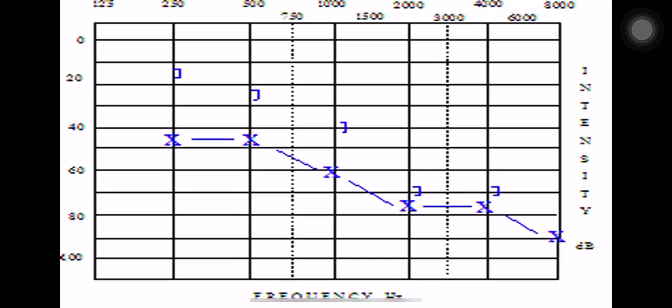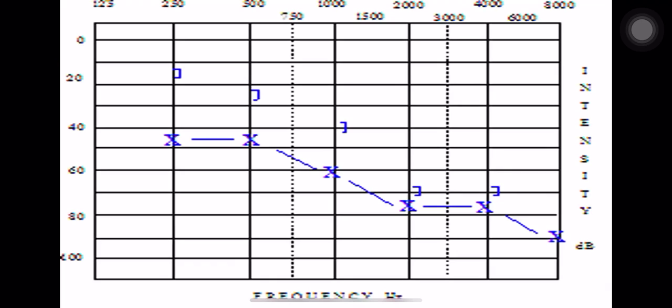So here, at low frequencies, the bone conduction curve is normal, with only mild hearing loss. But as the frequency increases, this hearing loss becomes severe. So it is noted that the hearing loss is obvious or severe only in the high frequencies. So this is a high frequency sensorineural hearing loss. You can easily identify a high frequency sensorineural hearing loss by seeing the shape of the graph alone.